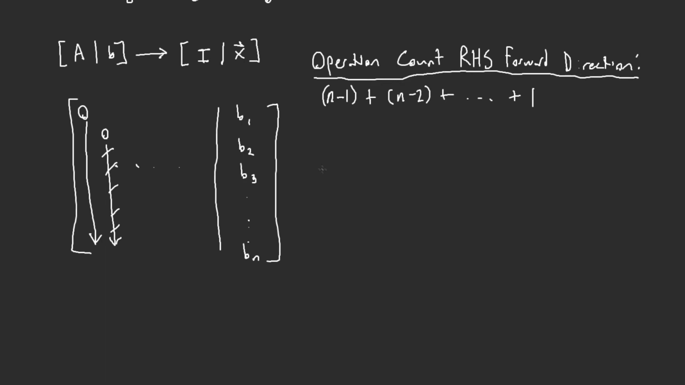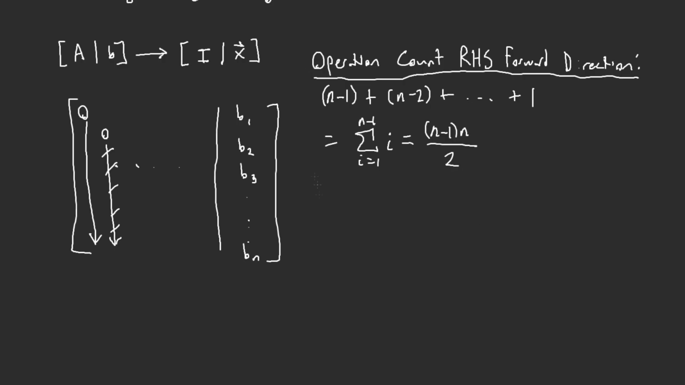And what this is, is the sum of the first n-1 integers. And if we just use our formula for the sum of the first n integers, which is n times n plus 1 over 2, but we plug in n minus 1, we'll get n minus 1 times n over 2. So that's our operation count in the forward direction.